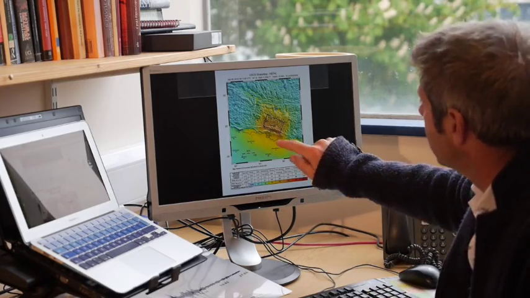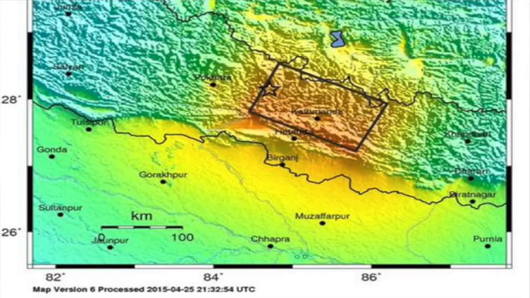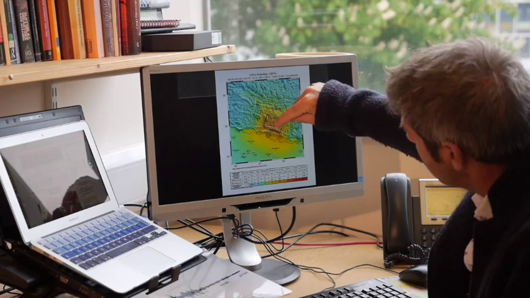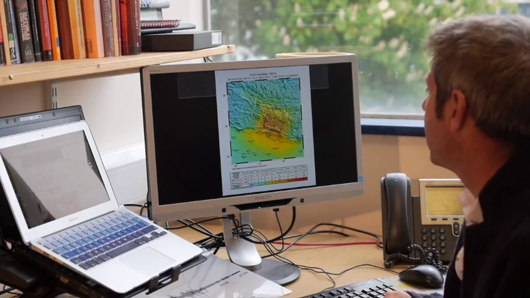This is a US Geological Survey map that models the earthquake and shaking. This rectangle is what we think is the buried fault that has ruptured. There is the epicenter, and it's ruptured in this direction, heading east, shaking all of this area here.